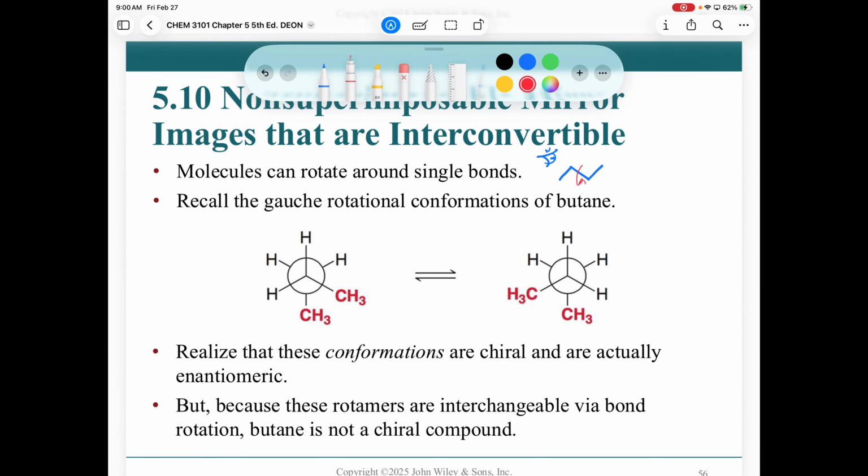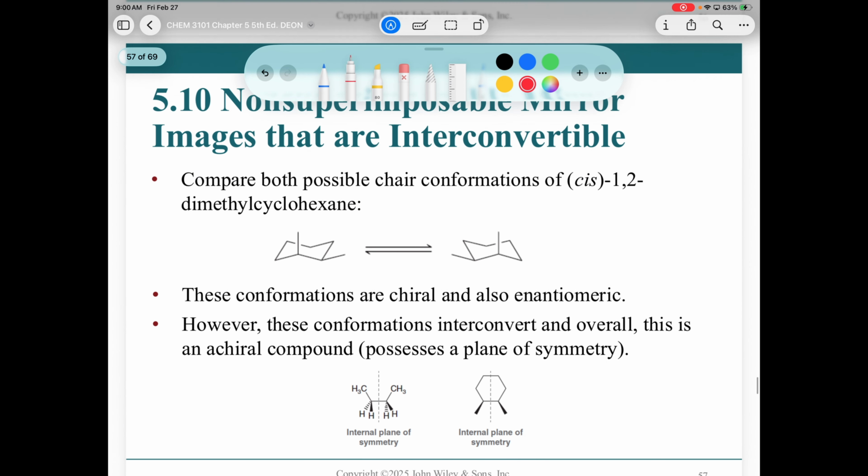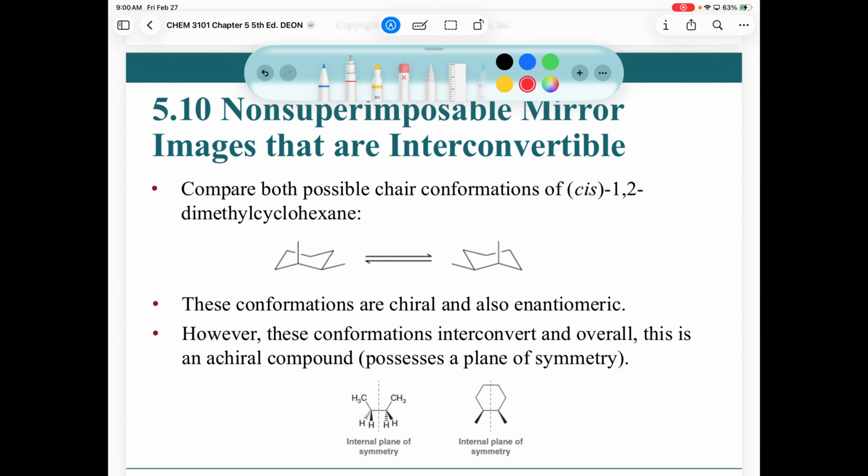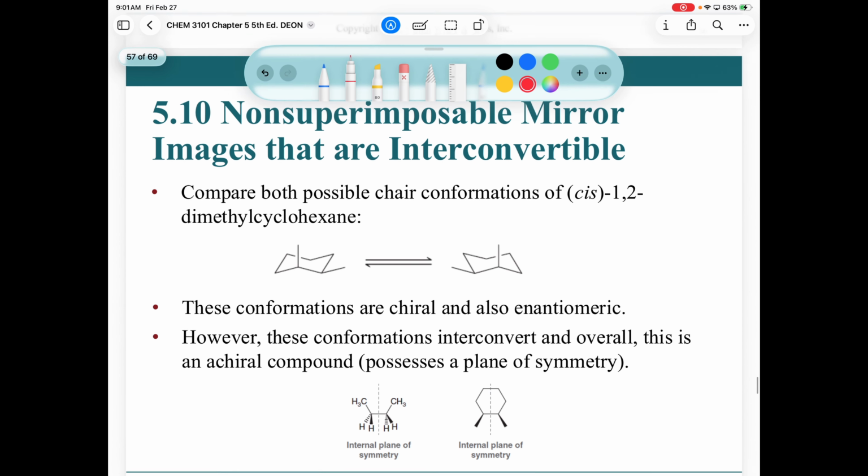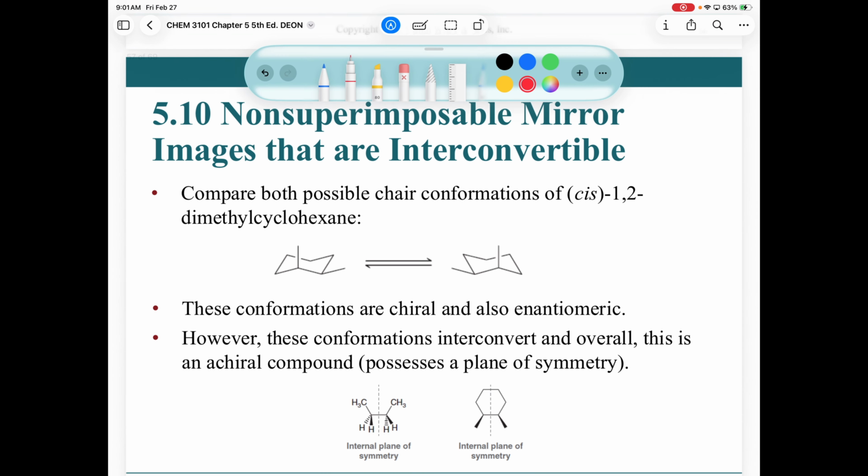Now, there's a couple more things. If you take a look at these two forms of cyclohexane here, that would be another example. You see they're mirror images of each other, even though that's a meso compound. That's cis-1,2-dimethylcyclohexane. Overall there's a plane of symmetry, but again, we can have conformations that are enantiomeric. You know what? I'm not going to ask you about that on the quiz. I'll leave this more as an FYI.